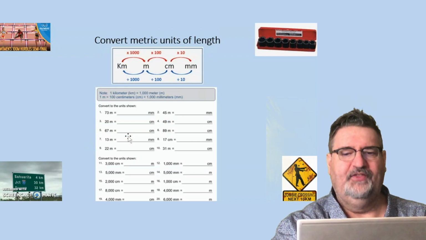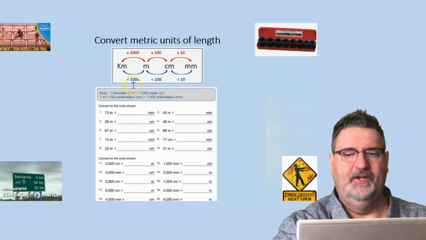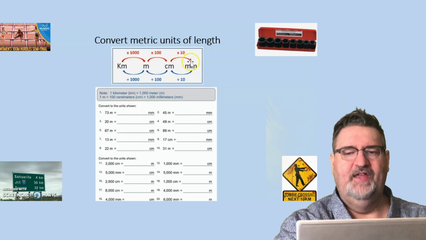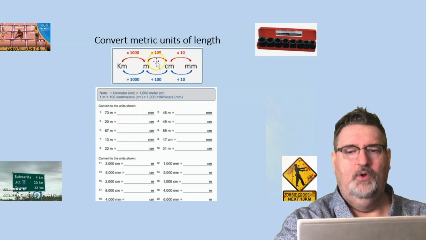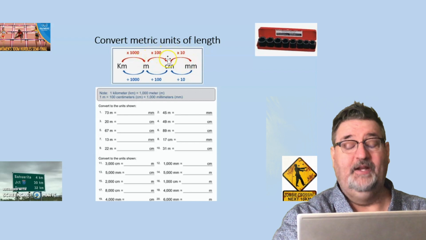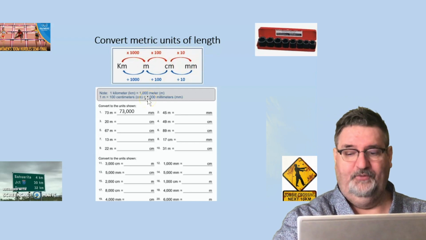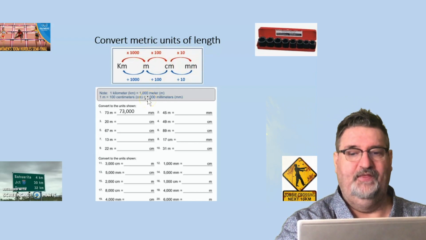Number 1 says 73 meters equals how many millimeters? And when I look up here at meters, to go to millimeters, you can multiply times 100, times 10 more is 1,000. So 73 times 1,000 is 73,000.